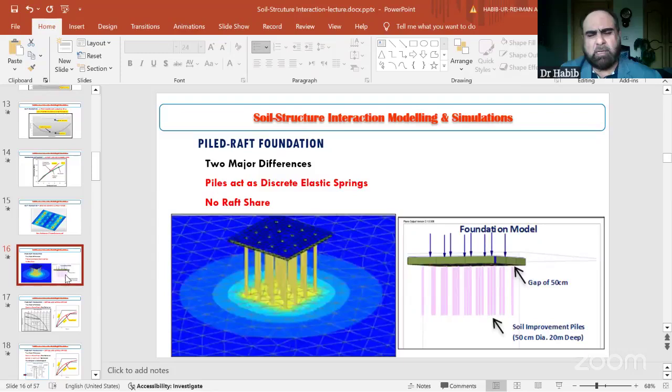I'll start from the end. Definitely, whenever we are modeling, we have to consider all the different possible contributions, whether from neighboring structures, from structures underground, or any other. There is no doubt about it. Otherwise, we will be missing some of the contributions and we will not reach the right solution.